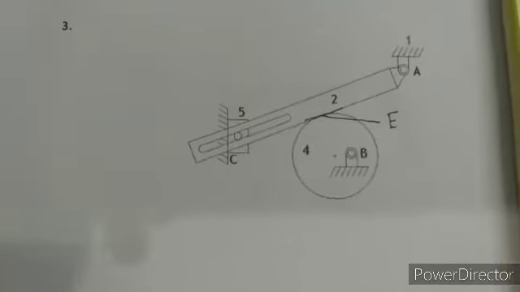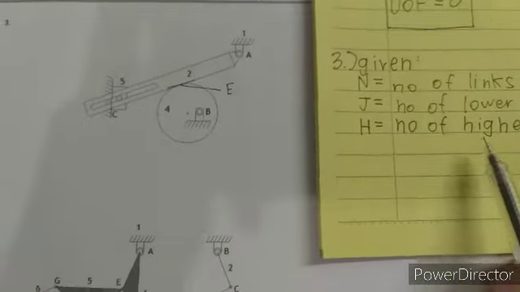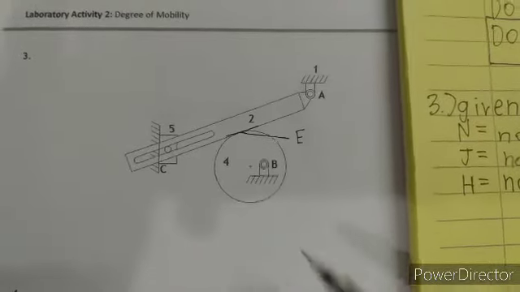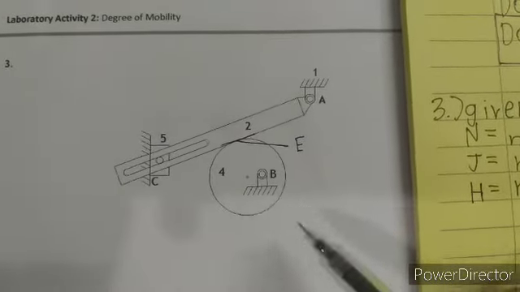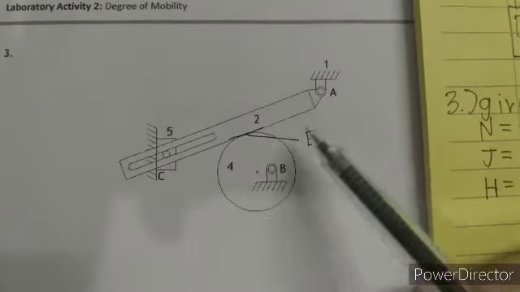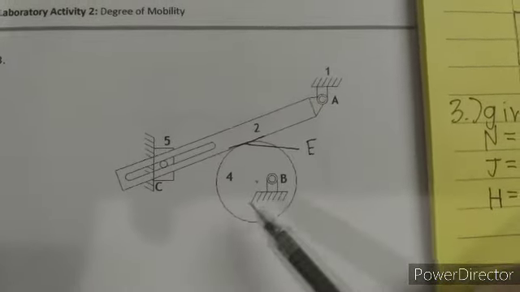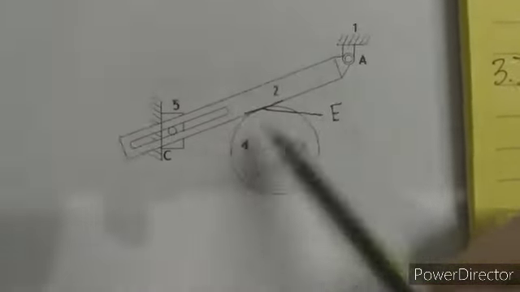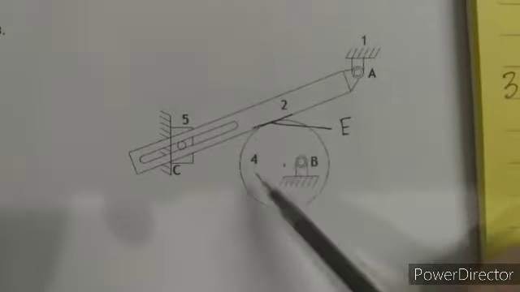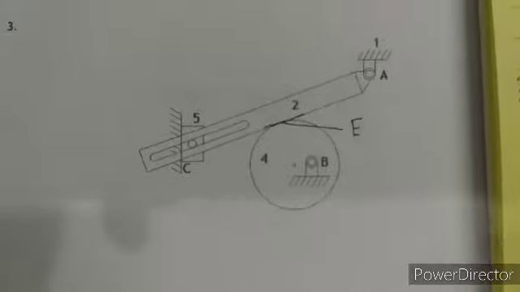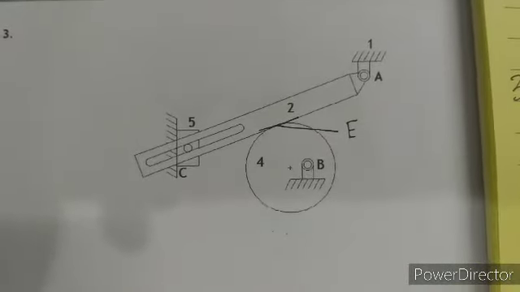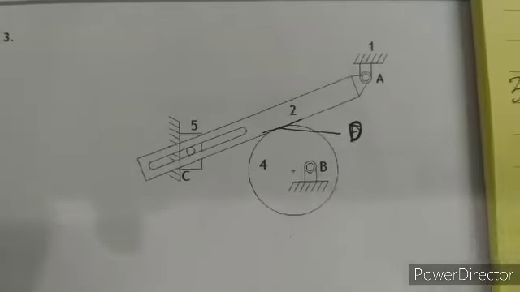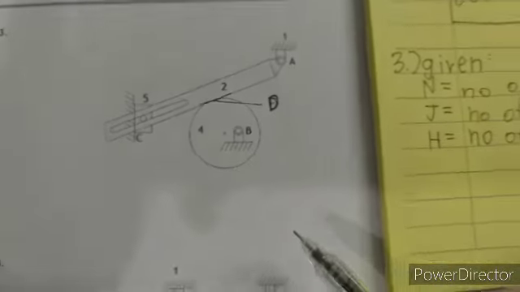So now, determining our number of links, number of lower pairs, and number of higher pairs, we can actually see that question 3 is a very special question because there happens to be a hidden pair within this mechanism that's not labeled, and this would be the higher pair present in a line between these two surfaces of these two bodies, and we'll label this higher pair as higher pair D, I'm sorry. Let me correct that. So now let us count our links.